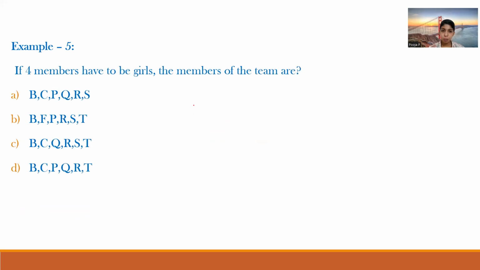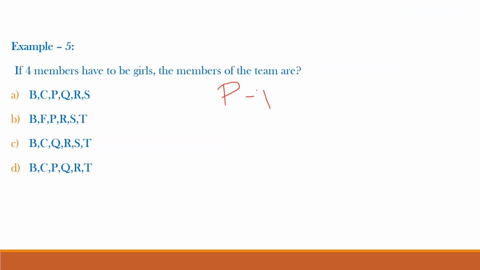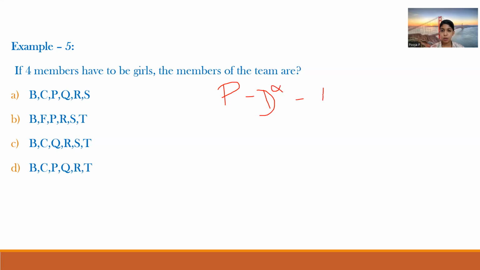If 4 members have to be girls, then the members of the team are... Okay, so 4 members have to be girls, which means 2 boys should come in. If you take P, then D cannot come. If D does not come, then A also will not join. So 1 among the 4 girls is satisfied. Who's the second person? Q.